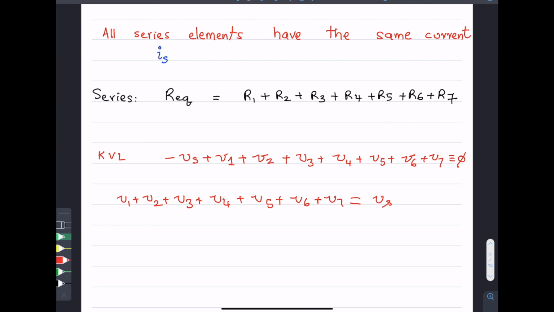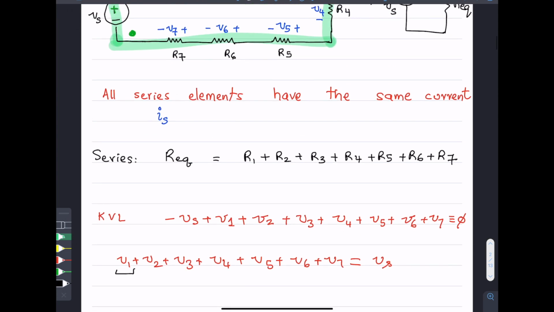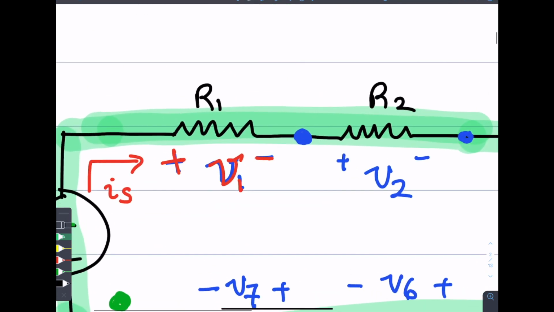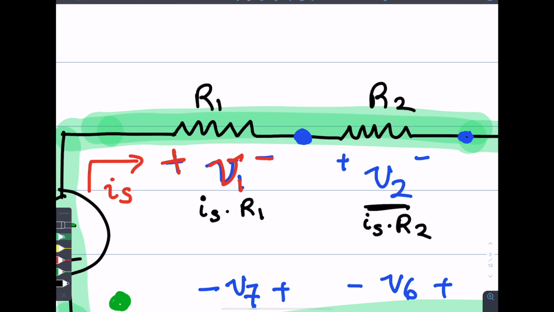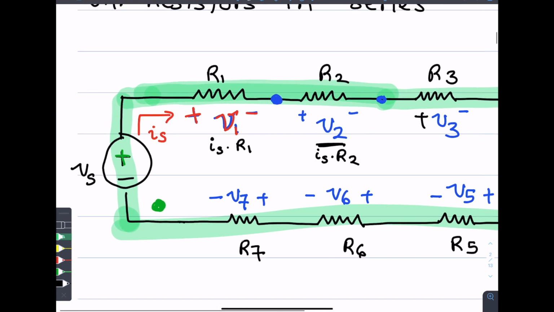Now if you think about it, this V1, what is V1? That's the voltage dropped across resistance R1, right? But we know from Ohm's law that it is Is times R1, because it has a current of Is and a resistance of R1. V2 similarly has a current of Is and a resistance of R2. So the voltage dropped across R2 is Is times R2, and so on.